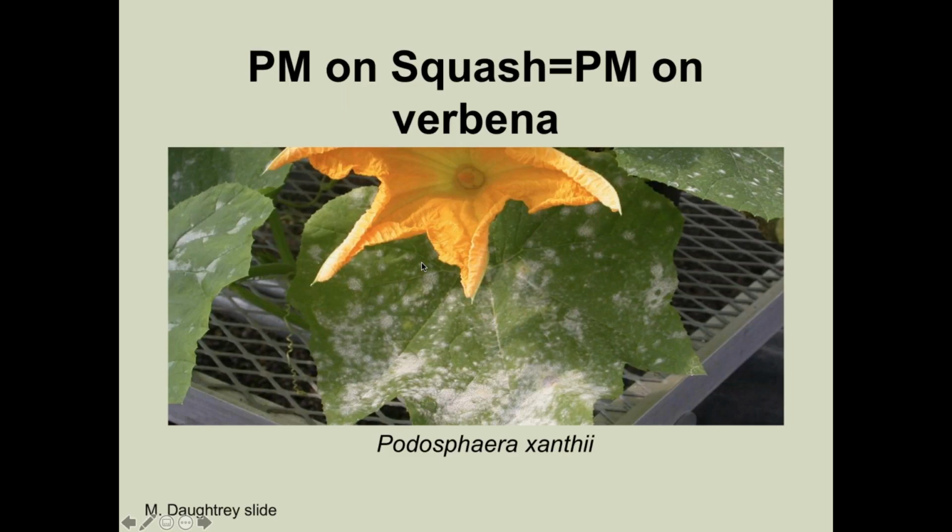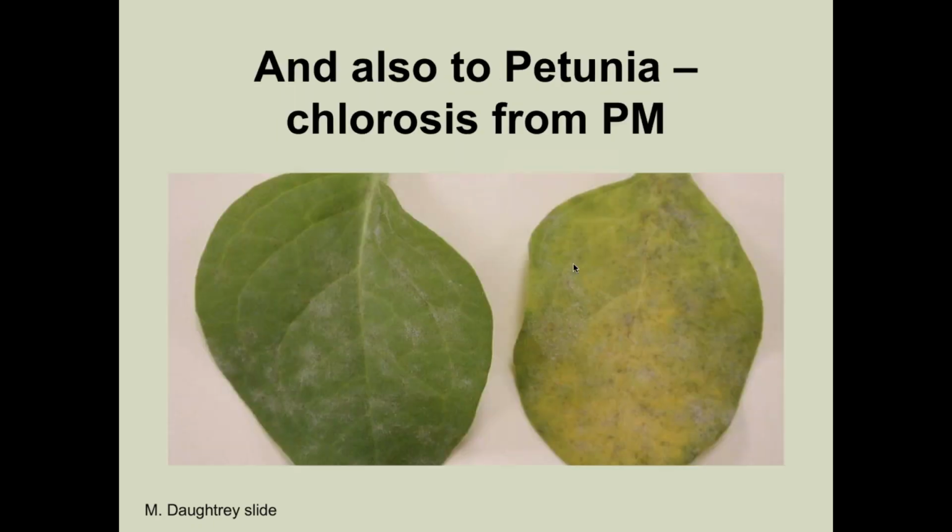So here's an example of something that has cross-host susceptibility. Powdery mildew on squash is the same powdery mildew that occurs on verbena. So if you're growing squash transplants in the greenhouse with your spring bedding plants, you can have powdery mildew move between the two crops. And it's also the same powdery mildew that gets on petunia. Okay, the chlorosis that you're seeing in the leaf on the right is actually due to powdery mildew infections. You can kind of see those powdery mildew infections a little bit better than the leaf on the left.